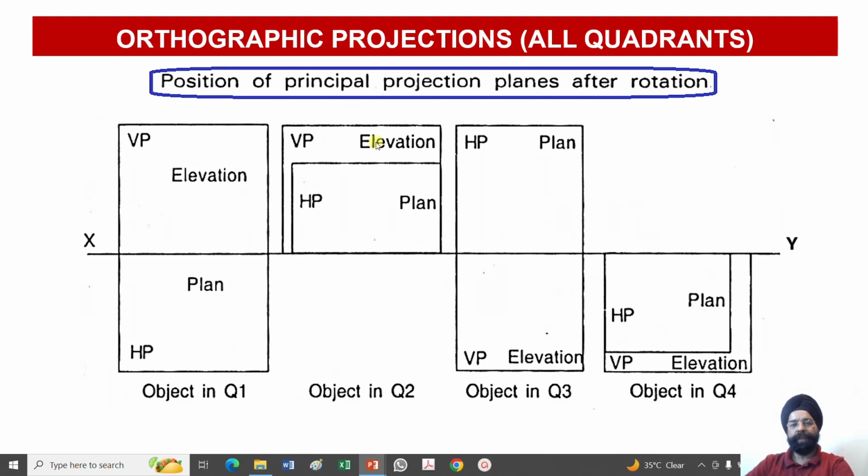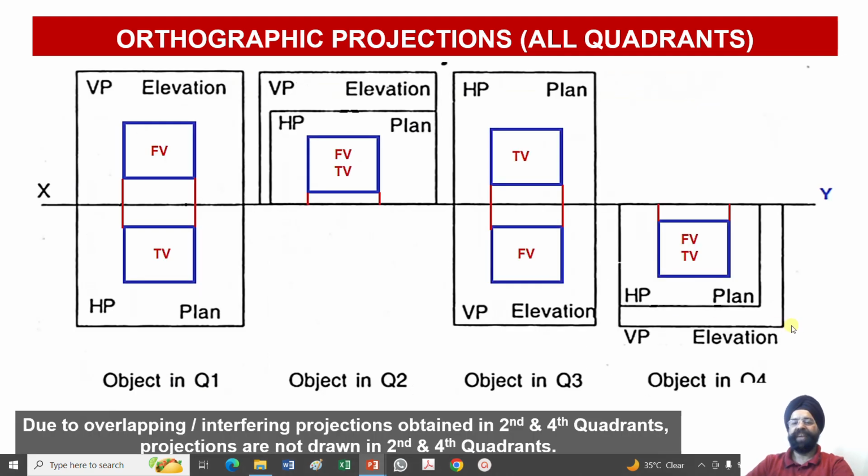In the second quadrant, both of the views are drawn above. In the third quadrant, the front view is drawn below the xy line and the top view is drawn above the xy line. In the fourth quadrant, both the front as well as the top view are drawn below the xy line, and this is what we have obtained.